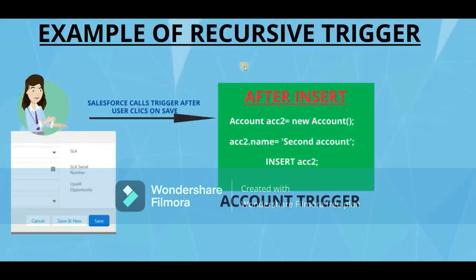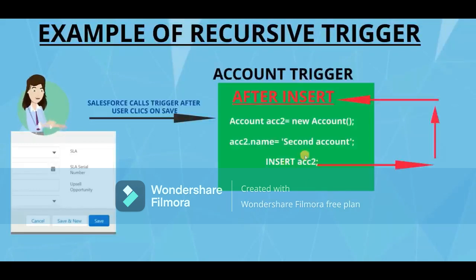When the user is creating this account, we are also trying to create a duplicate account in this account object. So we are creating the second account as per the logic in the after insert event. What happens here is, the user clicks on save, an account will be created, and then it will go to after insert and another account will be created. As soon as another account is created, we are doing a DML operation on account, which means it will call the trigger again. Why? Because we are actually doing an insert operation here.